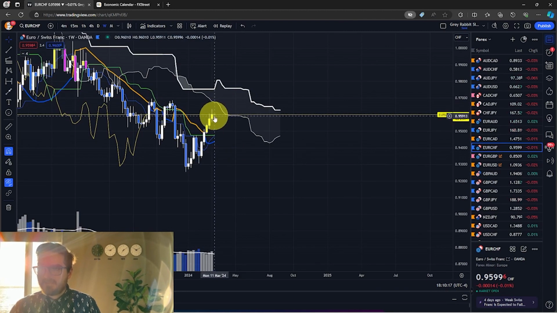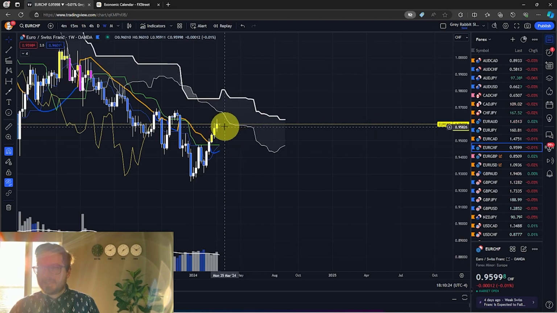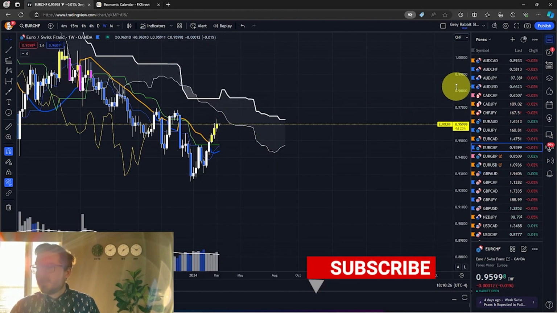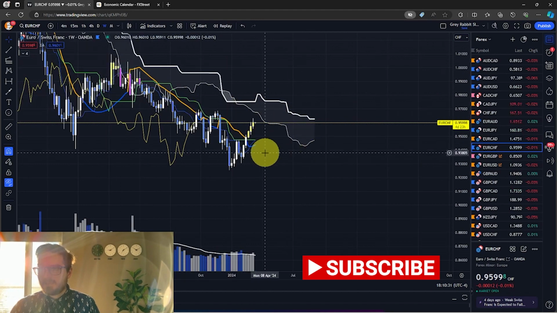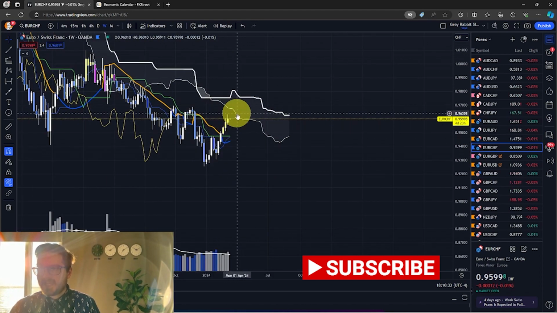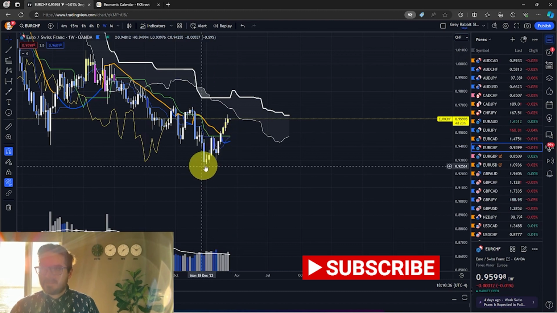However, it looks like we have an inside bar forming. So this could be a nice reversal swing point here on the weekly chart, and we could see price heading back down in the bearish direction. We've got a bearish Kumo cloud, so overall, this is a bearish trend. But we've just had a nice retracement in the past few weeks.